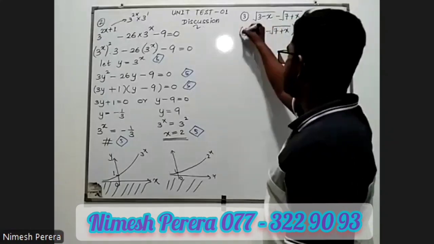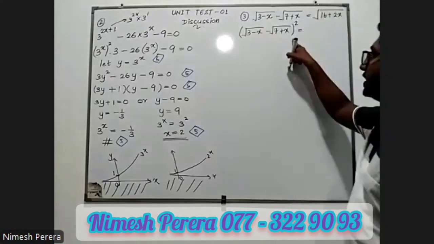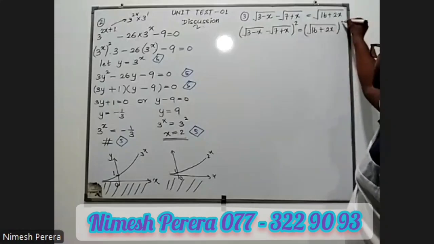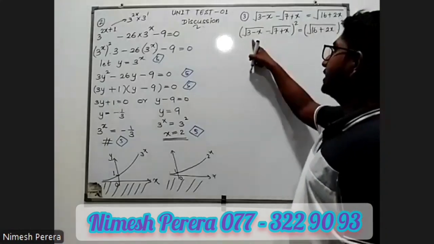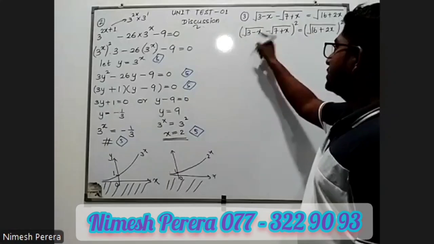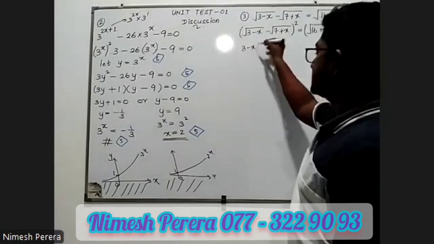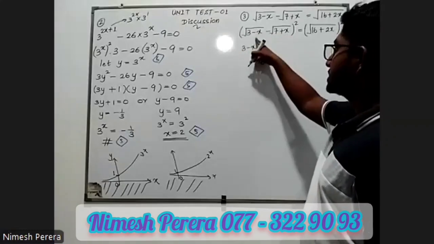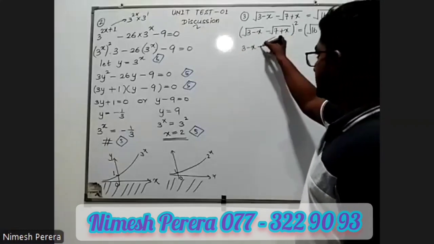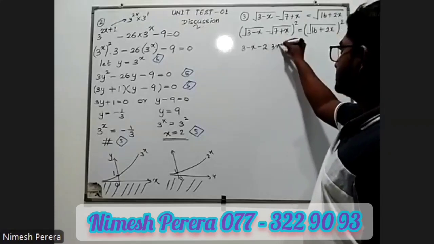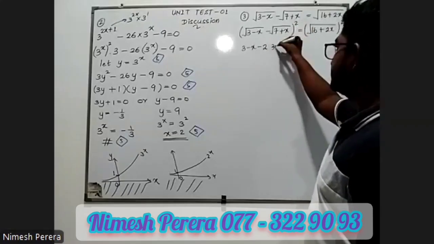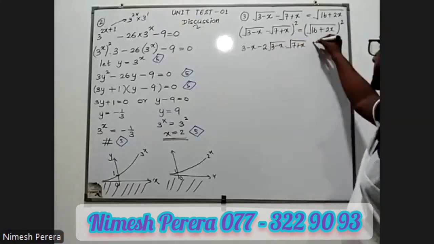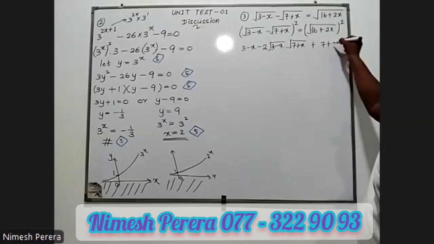There are two terms in the left hand side. You have to take the square like this. Now you have to expand. The square of the first term is 3 minus x, the square root gets cancelled. Then the middle term is 2 into first term into second term. It is negative. So 2 into first term into second term, plus the square of the second term, 7 plus 6.